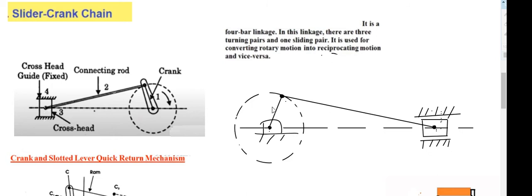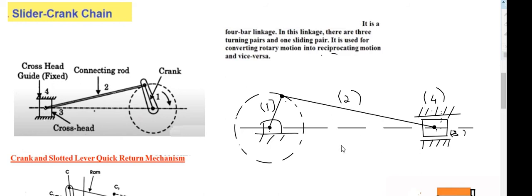So naming the links: the crank is the first link, the connecting rod is the second link, the piston or the crosshead is the third link, and the cylinder walls or the crosshead guide is the fourth link. So this is basically a slider crank mechanism. It is used to convert either rotary motion into reciprocating or reciprocating into rotary. That depends on where you use this mechanism.